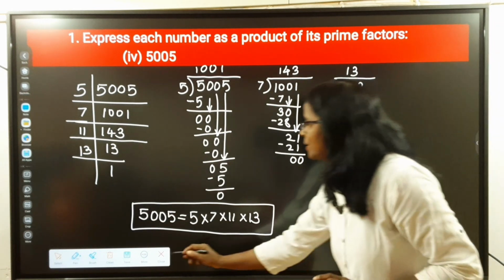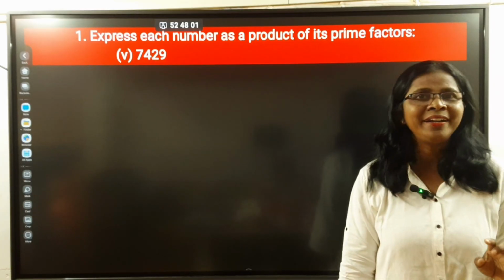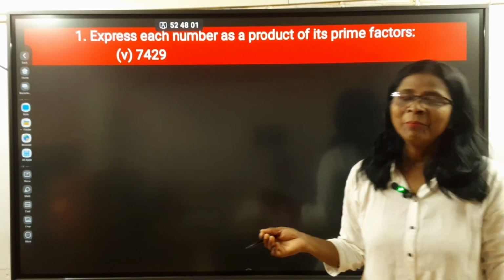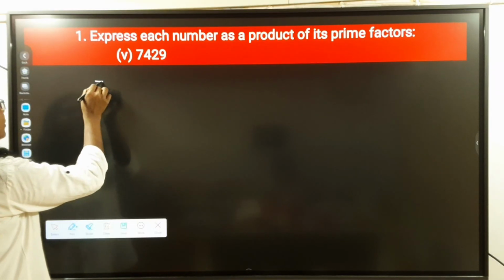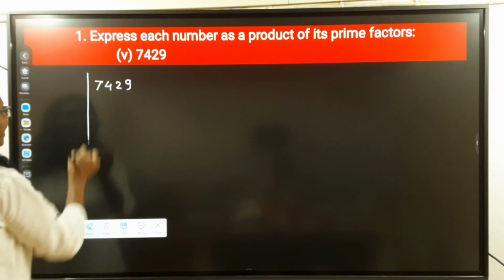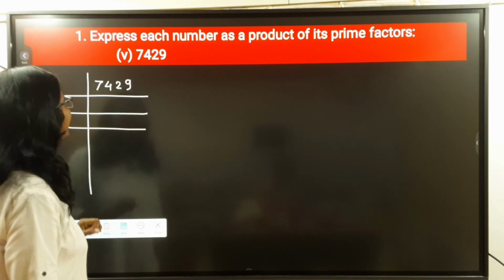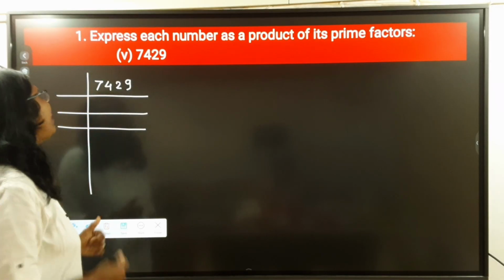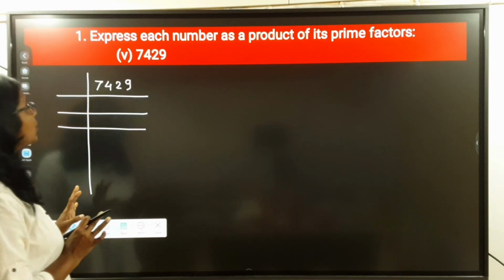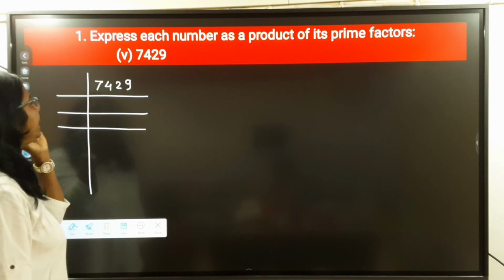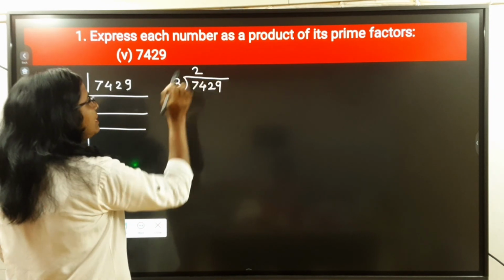So now here, students, the next example is 7429. It is a big number, students, but we can solve it very easily. If you observe this number, it could be divisible by 3. I check whether it is divisible by 3. Let me check whether 7429 is divisible by 3 or not.